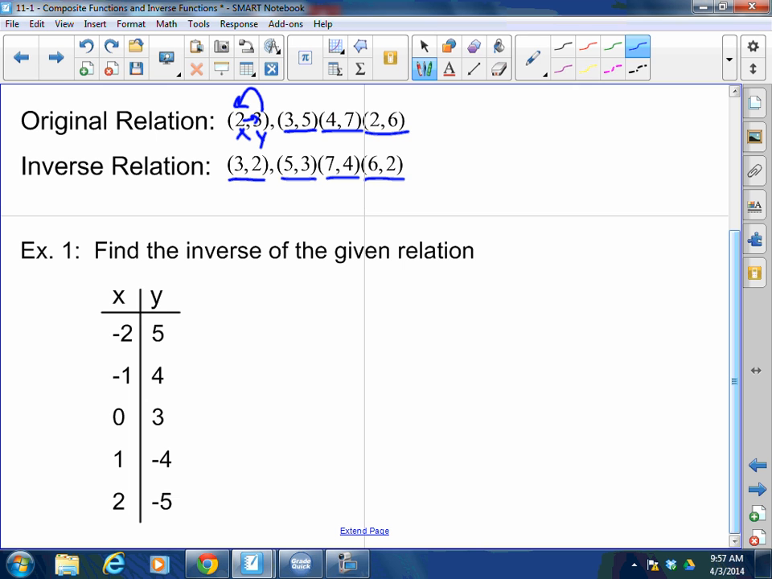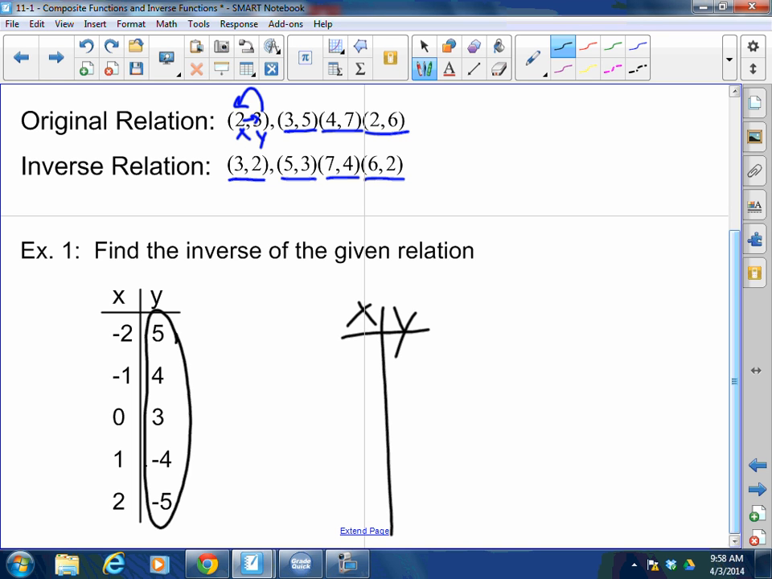Now, they'll give you a table and they'll say, find the inverse of the given relation. A lot of people stress out. That's just because they haven't been taught. My friends, switch all of the y's literally to where the x's are, and all the x's to where the y's are. So my inverse relation will be 5, negative 2, 4, negative 1, 3, 0, negative 4, 1, and negative 5, 2.